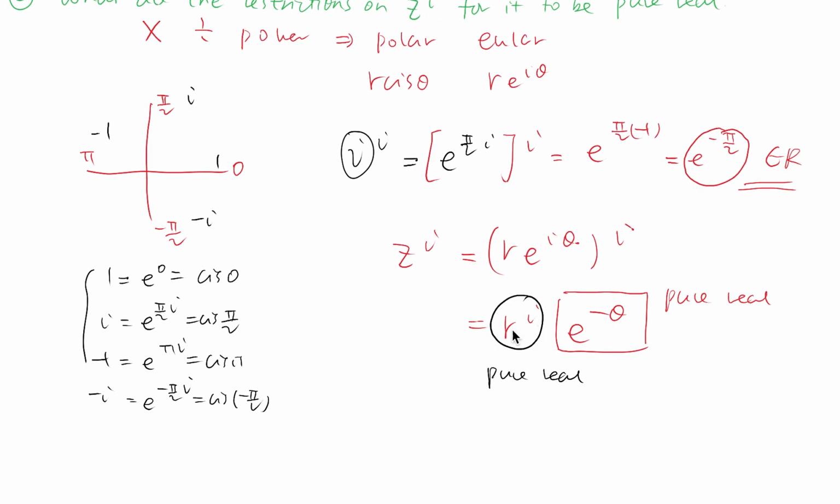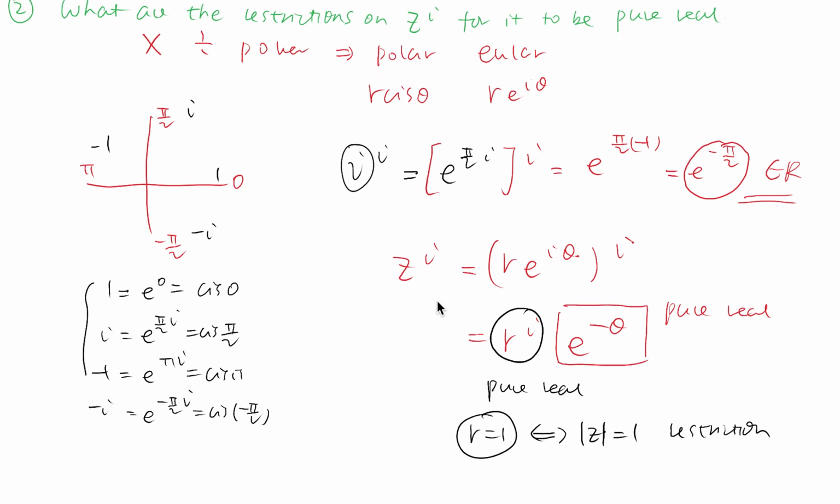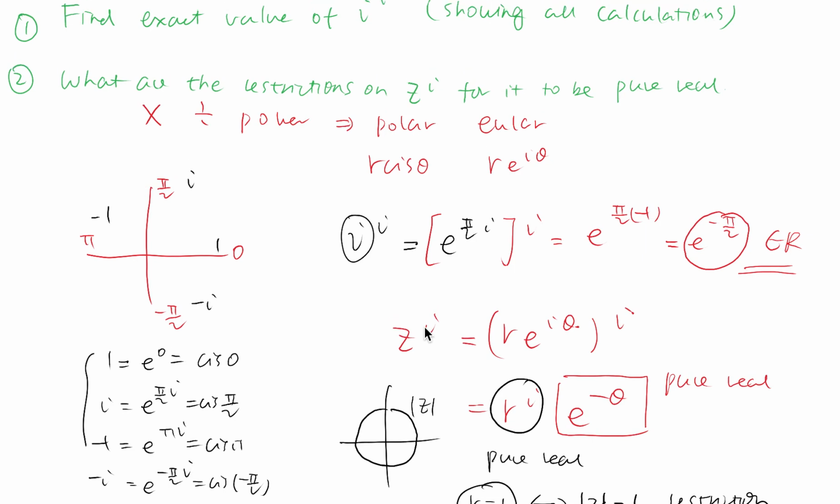So how would you make sure r to the power of i is pure real? r just has to equal 1, because 1 to the power of anything is always 1. So the restriction on z to the power of i for it to be pure real is that r equals 1, or the modulus of z equals 1. So if z lies on the unit circle, then z to the power of i would be a pure real number.